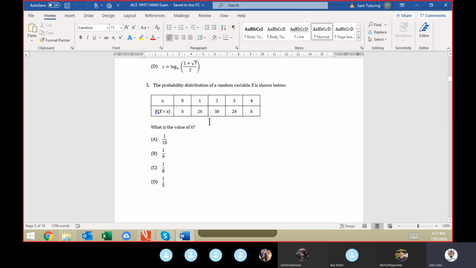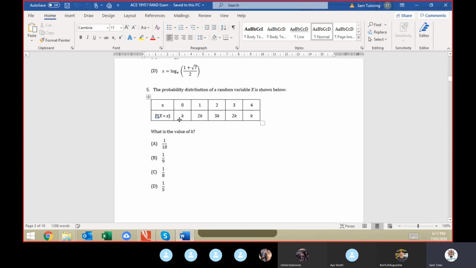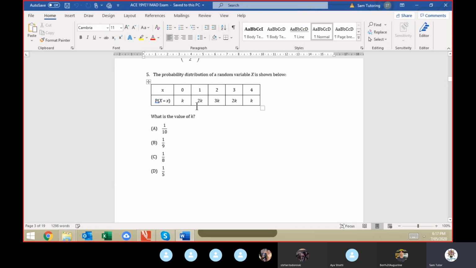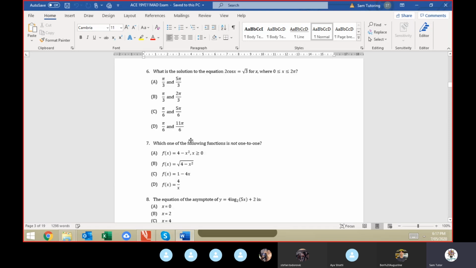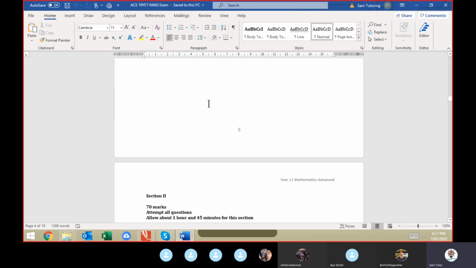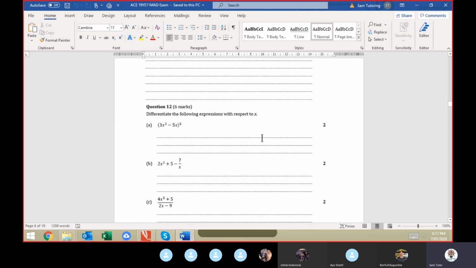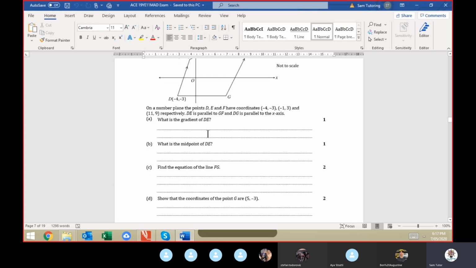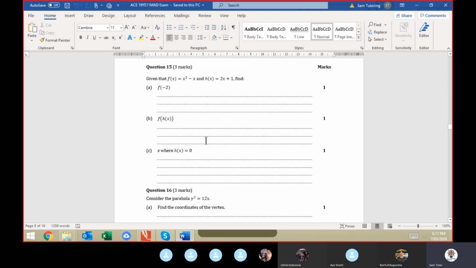There you go. The probability distribution of a random variable x is shown. What is the value of k? That's really easy. You're just going to add it up. So we're not even going to be bothered doing that. Let's just try to see if we can find one that's a bit... This is a prelim exam, by the way. So this covers the whole year.